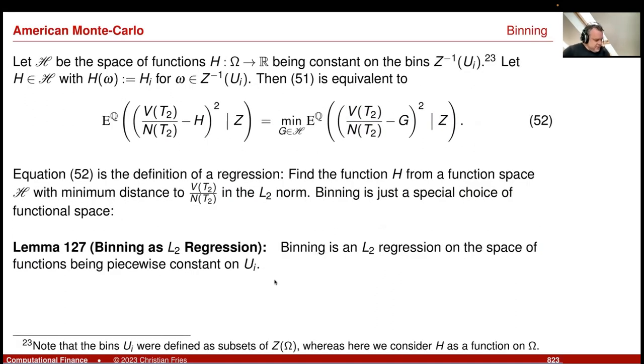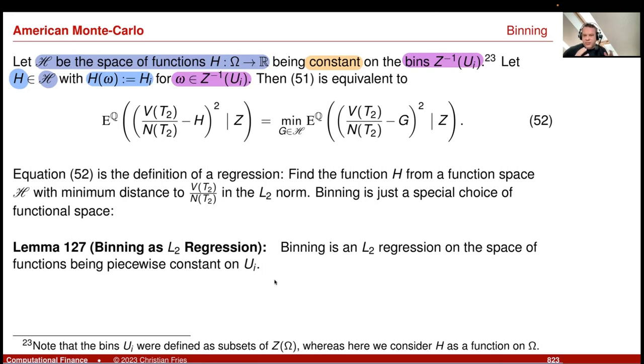Okay, so now I have made this a little bit more complicated. This is often the case, that you do some stuff and make it a little more complicated. But in the end, what we have done is we have generalized this. H is now my function space. H maps from omega, say a sample path, to R. And this function space is defined as being piecewise constant, so the function should be constant on each bin. Then my conditional expectation is just a member of this function space. This member is h of omega equals hi if omega falls into the bin Ui.